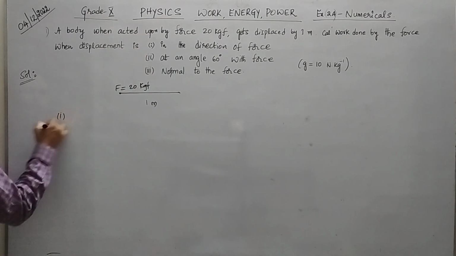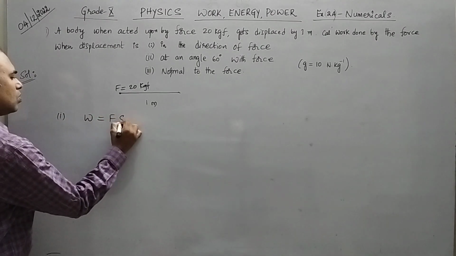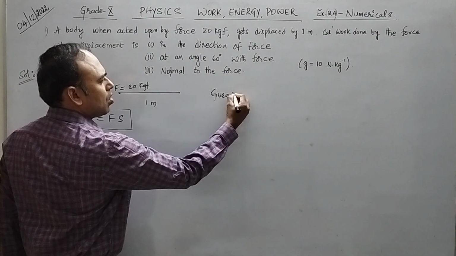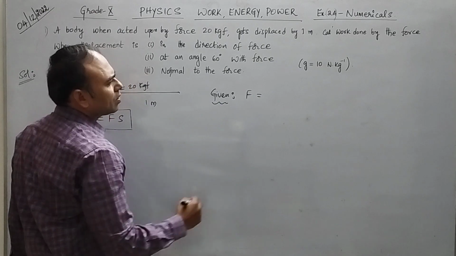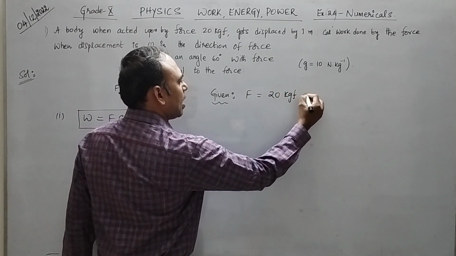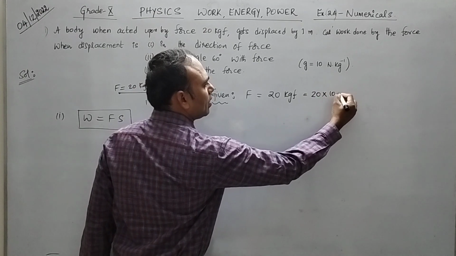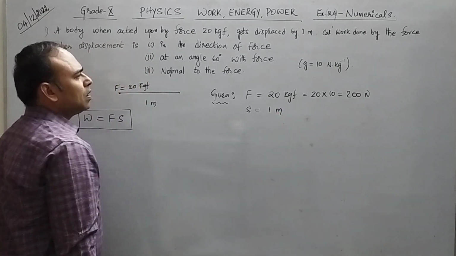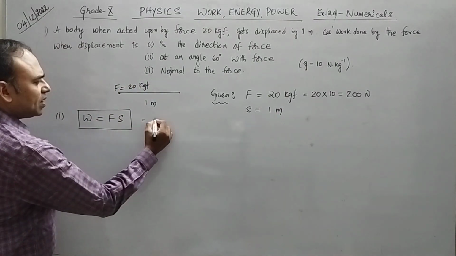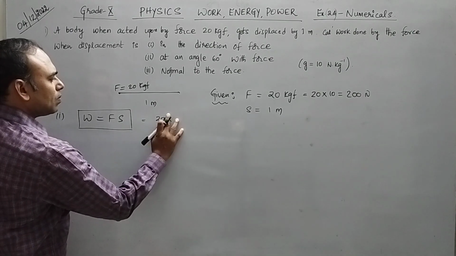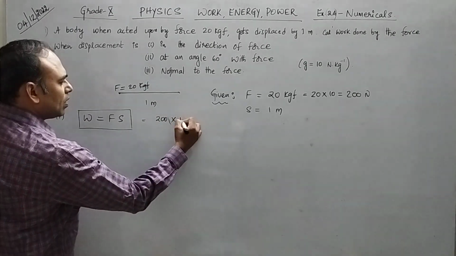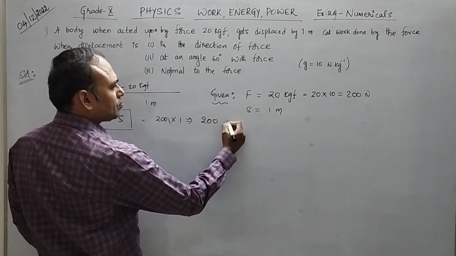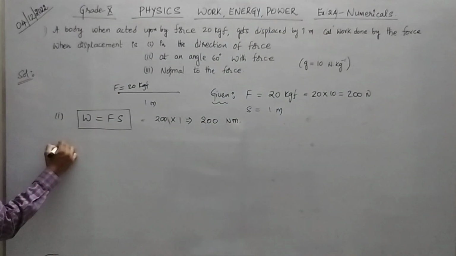First one, you know that work done is equal to force into displacement. Now let us write the terms given. What are the terms given here? F is given as 20 kgf, and if you convert into Newton, it is 20 into 10, nothing but 200 Newton. Displacement S is 1 meter. Now easily you can calculate 200 into 1, so we get 200 Newton meter.